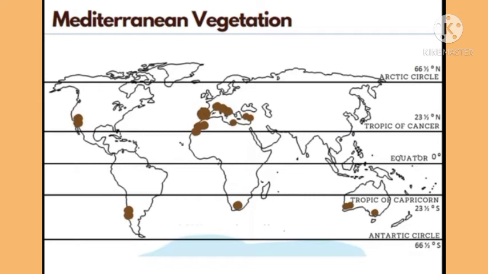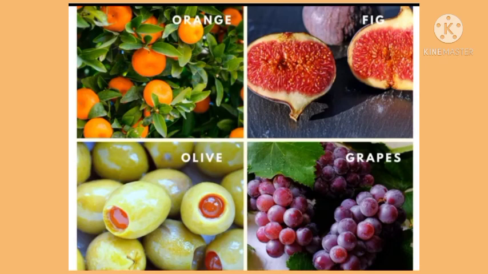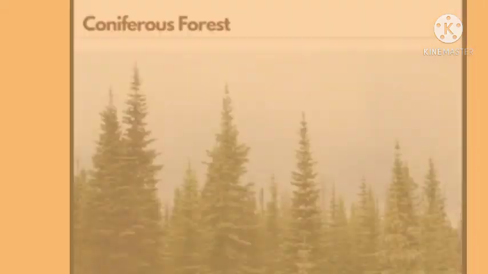These regions are marked by hot, dry summers and mild, rainy winters. Citrus fruits such as oranges, figs, olives, and grapes are commonly cultivated here because people have removed the natural vegetation in order to cultivate what they want to. There isn't much wildlife here.